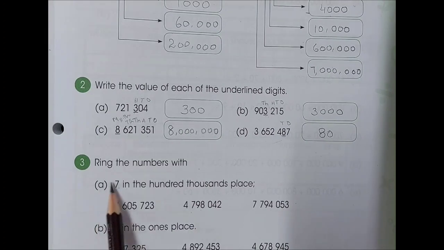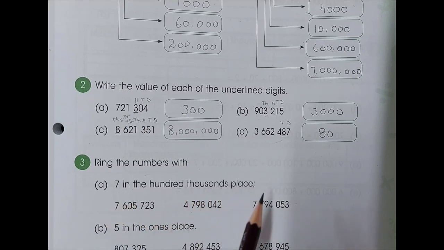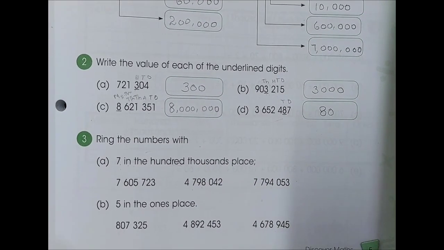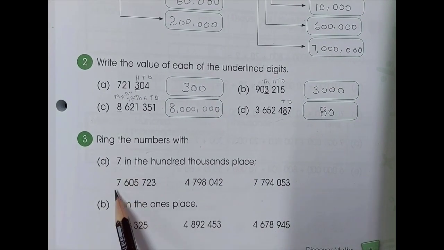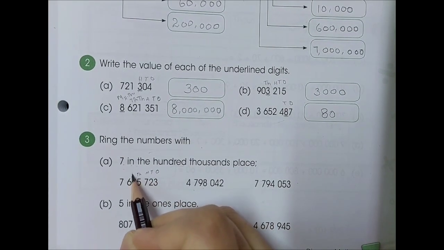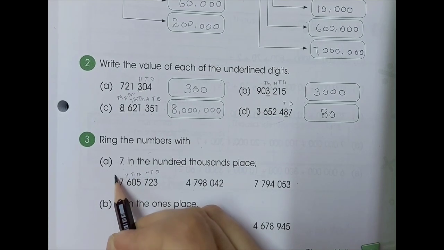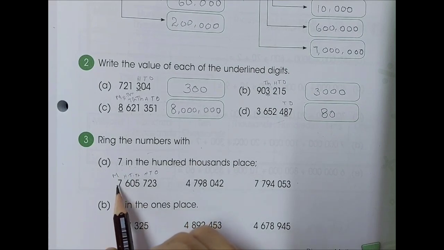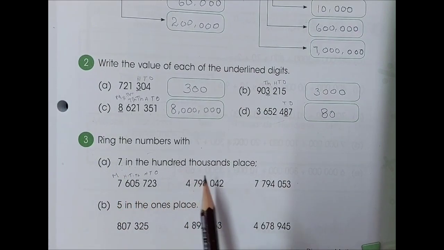Question number 3 is ring the numbers. Part A is 7 in the 100,000 place. We have to check these 3 numbers and check where the 7 is at 100,000 place, and that is our answer. We just have to find out that number. So here, 7 is at what place? Ones, tens, 100, 1000, 10,000, 100,000 and million. This is not the answer because 7 is at million place, not 100,000 place.